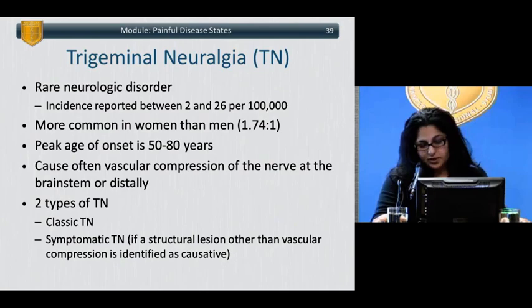There are 2 types of trigeminal neuralgia. One is referred to as classic trigeminal neuralgia, and the second is considered symptomatic trigeminal neuralgia. Symptomatic trigeminal neuralgia basically means there is a structural lesion other than vascular compression that has been identified, such as a tumor.